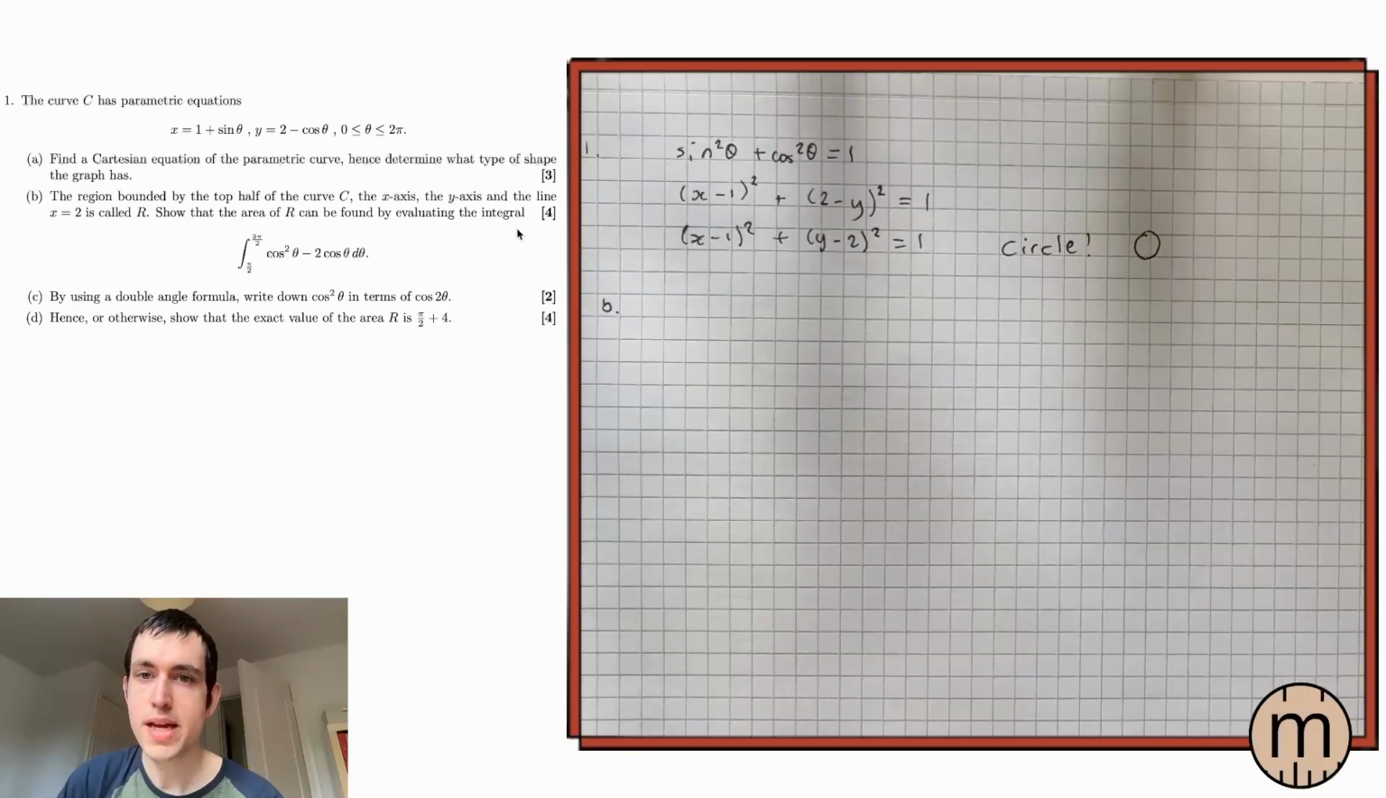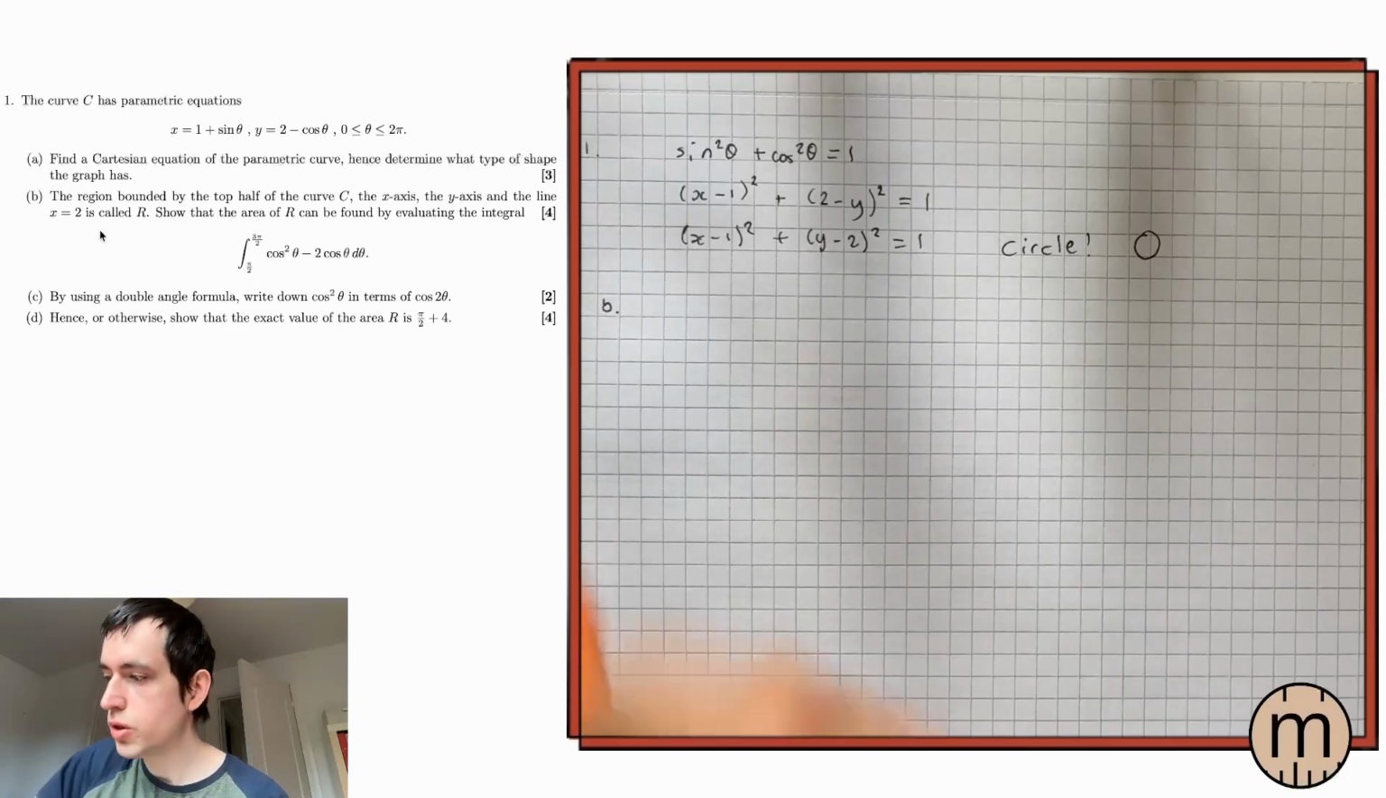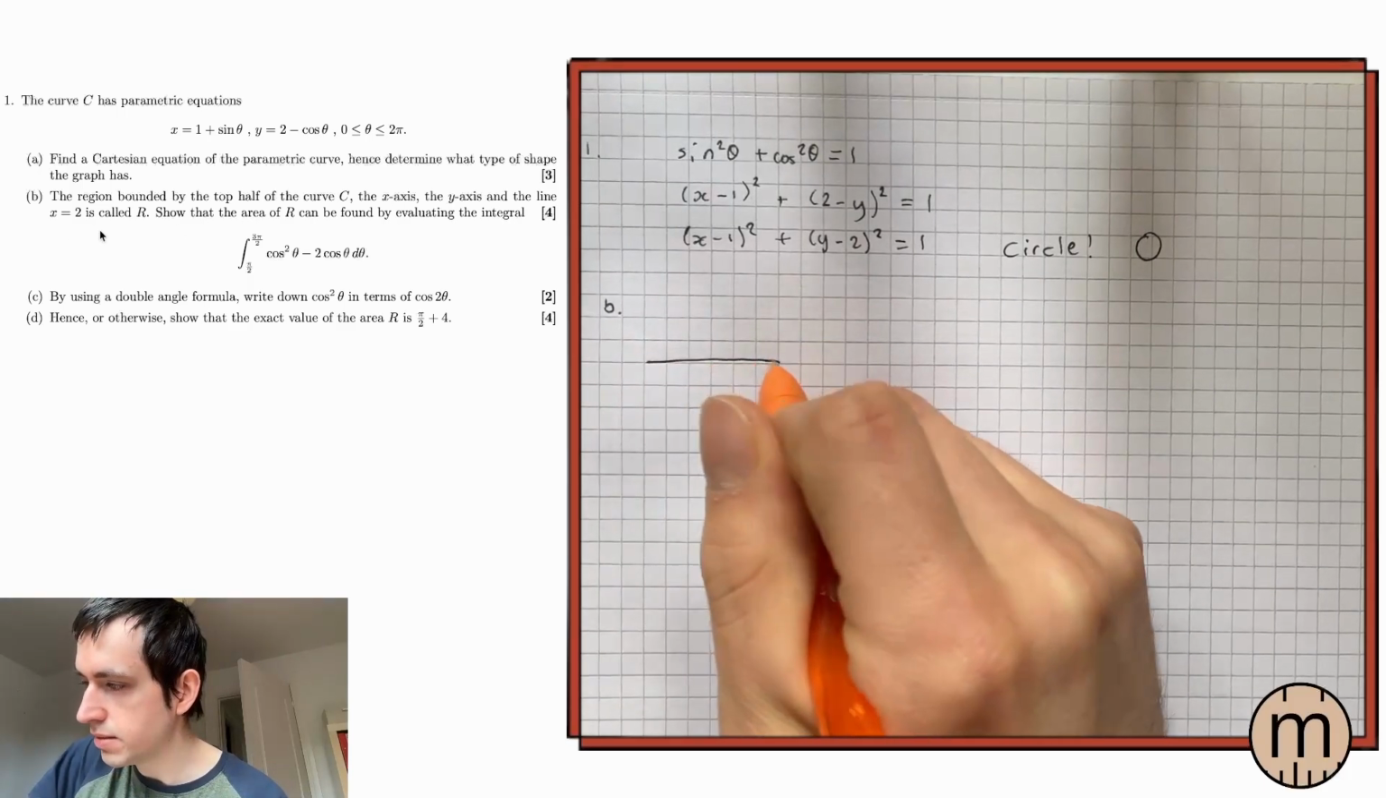After reading through part B, I've already found a mistake. What fun, I've just changed it now. So the region that we're looking for is bounded by the top half of the curve C. So it's a circle. We're just looking at the arc on the top of the circle. It's bounded by the x-axis, it's bounded by the y-axis, and it's bounded by the line x equals 2. Let's draw a quick sketch to see what that might look like.